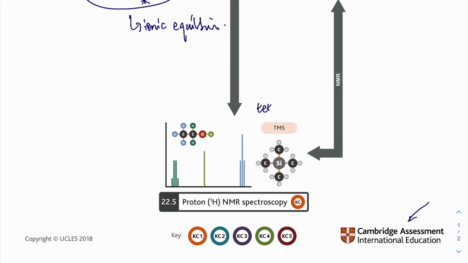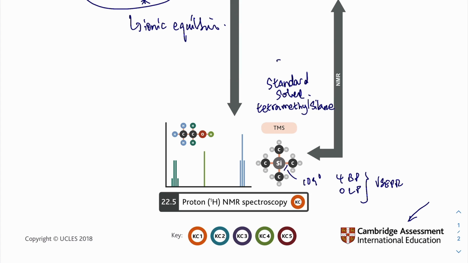TMS stands for tetramethyl, so there are 4 methyl groups. It's a silane, not a methane, because it's silicon. It's a tetrahedral silicon, 109 degrees, because it's got 4 bond pairs and 0 lone pairs. If we talk about VSEPR, you can have a look at my structure and bonding playlist. The 4 bond pairs repel equally, giving you 109 degrees. We use TMS as our standard, and that appears as 0.00 parts per million. That is your chemical shift, delta, 0.00 ppm.